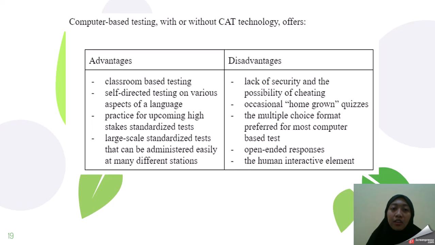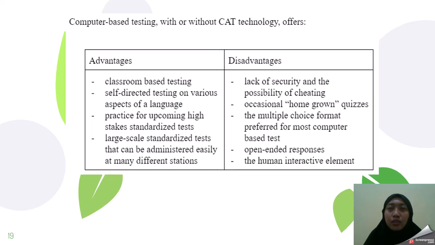Then let's take a look at the advantages and disadvantages. If we do computer-based testing, whether it's using CAT or not, we have some differences, some advantages and also disadvantages. For the first one, let's talk about advantages. Classroom-based testing, self-directed testing on various aspects of a language, practice for upcoming high-stakes standardized tests, large-scale standardized tests that can be administered easily at many different stations. So if we want to do computer-based testing, we can do it everywhere.